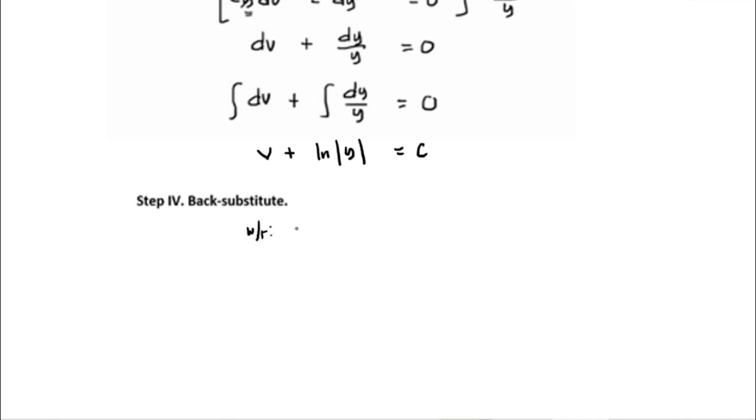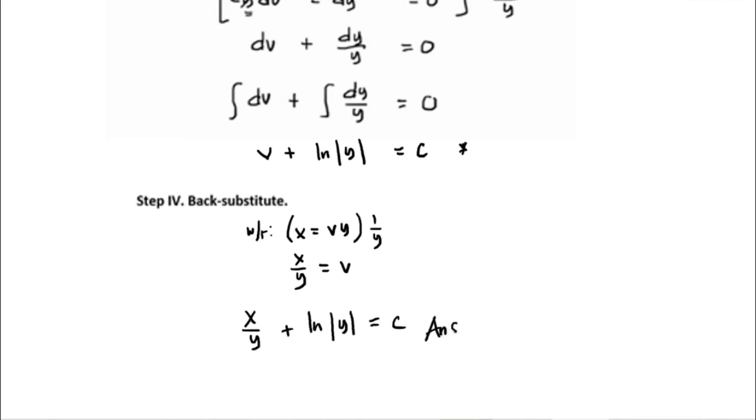Then let's proceed to our step 4, back substitution. Remember, we let x is equal to vy. From this, we can solve now the value for v. In this equation, we are going to multiply this by 1 over y. So we have here x over y is equal to v. Then we are going to substitute our value of v to this equation. So we have now x over y plus ln of y is equal to c. And this is now our final answer.